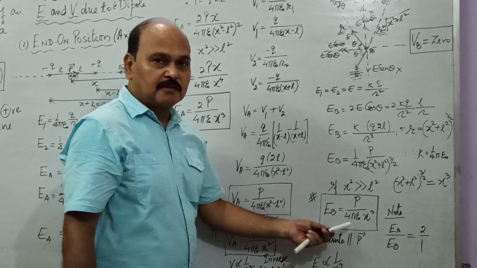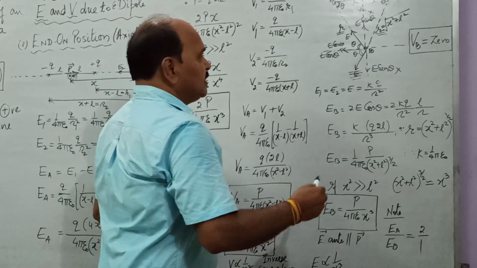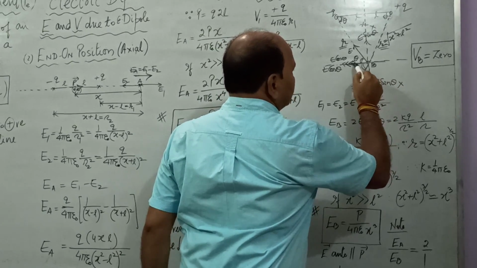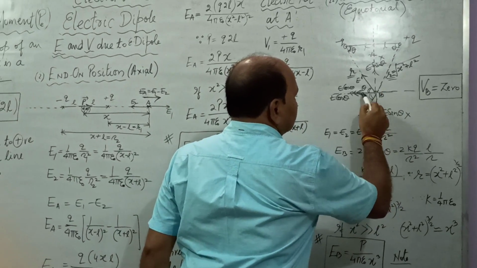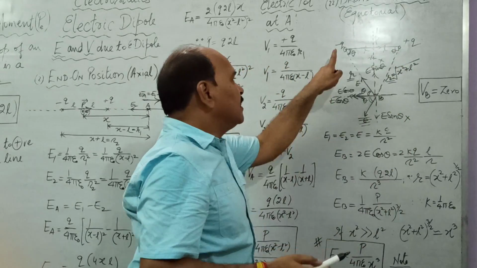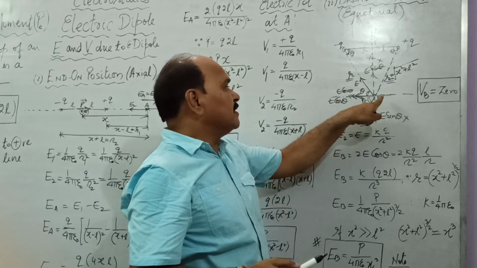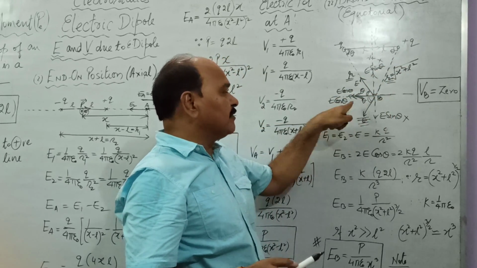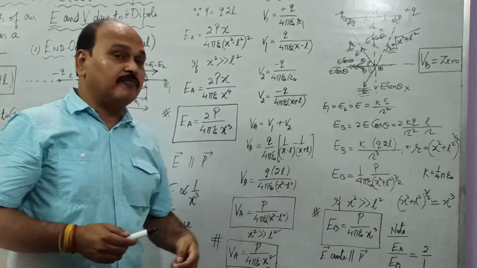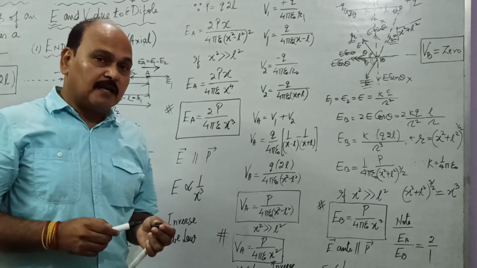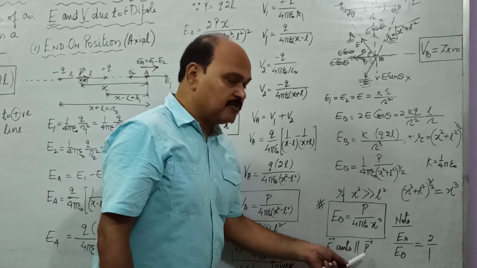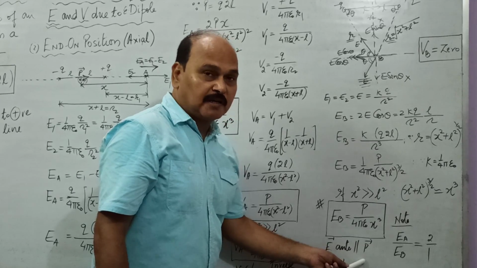But what about direction? The net field at point B would be from right to left. This is the direction of electric field at broadside position. And this direction is just opposite of P. See, P is from left to right, but electric field at broadside position is from right to left. That means electric field at broadside position is just opposite to the direction of the electric dipole moment vector. So E vector is anti-parallel to P vector. This is the direction.